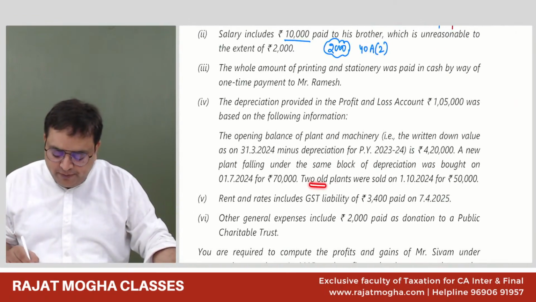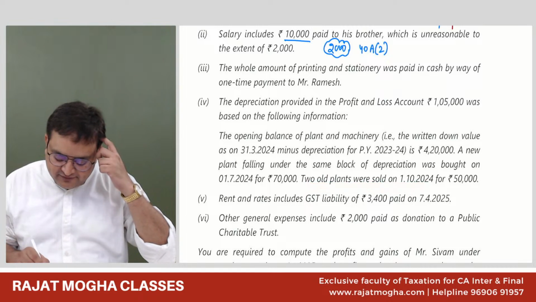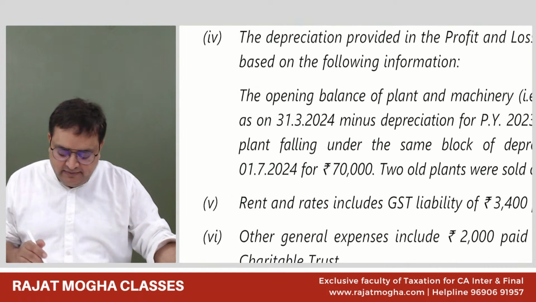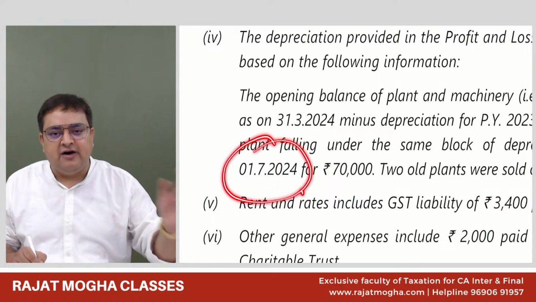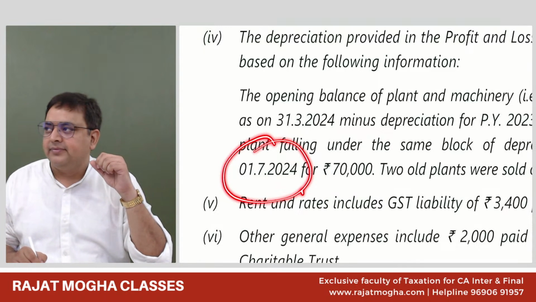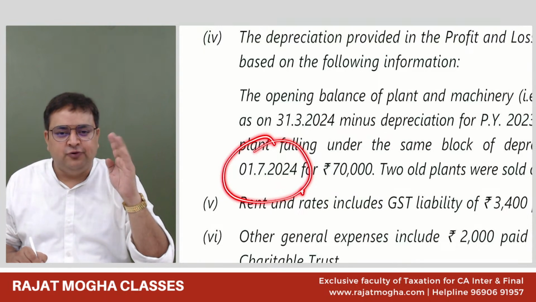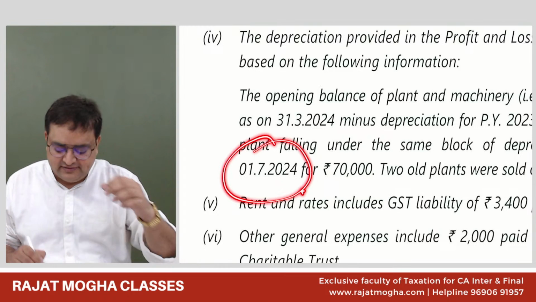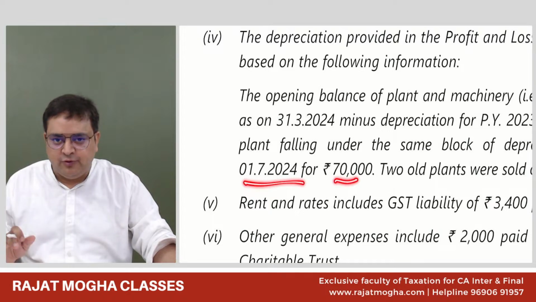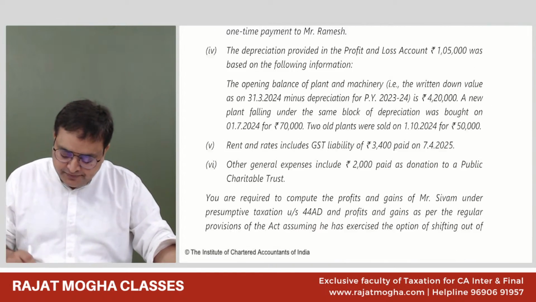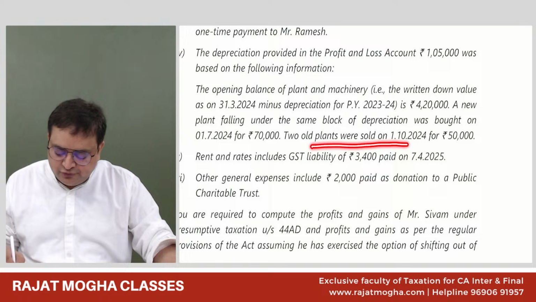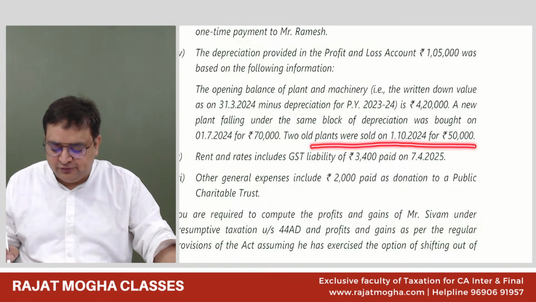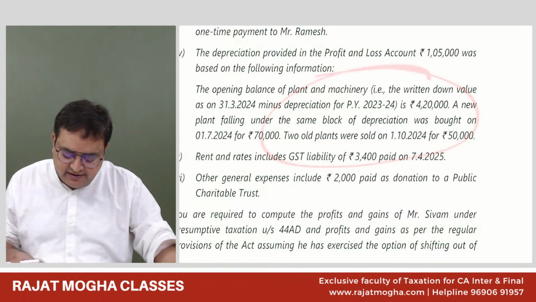Okay, 2 plants were sold also. So he purchased 1 plant on 1/7/2024. Half depreciation or full depreciation? Full depreciation. You understand, 4th of October is the parameter. After 4th of October, you will count if it would be less than 180 days. So it is before that, so it is more than 180 days, full depreciation. And 2 plants were sold for 50,000 rupees. So it means that we have to compute the depreciation here.